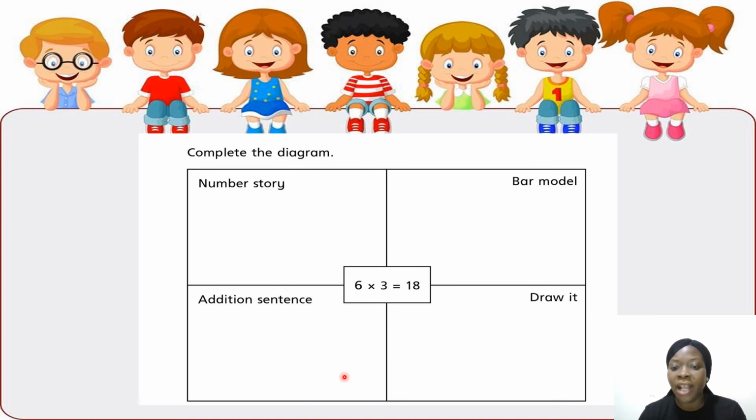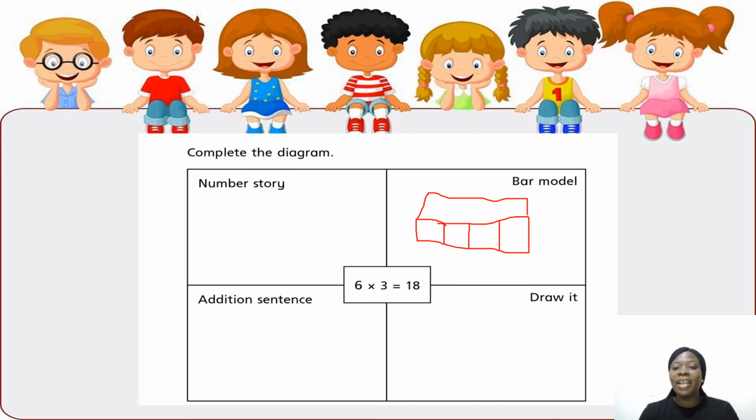Remember, a bar model has to do with bars. Something like this, okay? Don't mind the drawing. I don't have a ruler here. So a bar model shows something like this. Okay, so use a bar model to represent your number story. Then write your addition sentence.